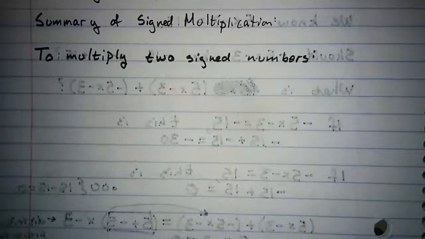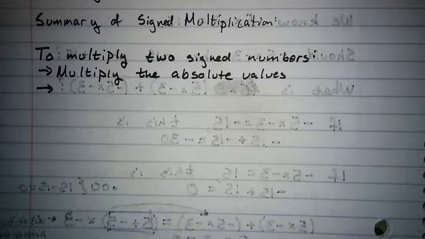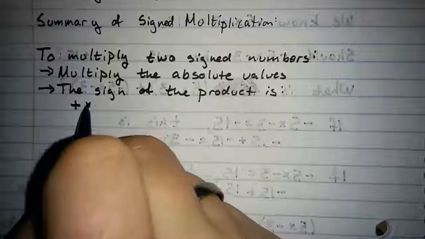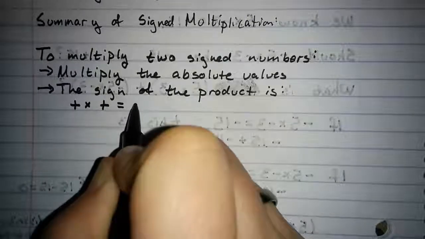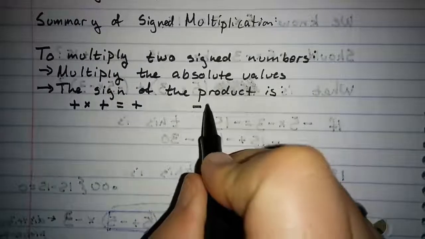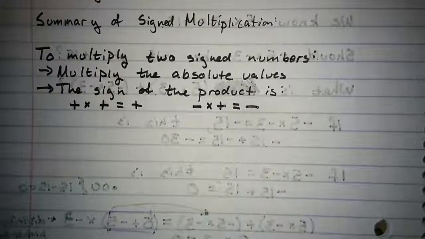Before we move on, let's have a quick summary of what happens when we multiply two signed numbers. Well, the good news is, unlike addition, there's no complicated choices to make. The operation we want is always multiplication. And also unlike addition, we can decide the sign of the answer based only on the sign of the two numbers that we're multiplying. Of course, if we're multiplying a positive number by another positive number, the answer will be a positive number. If we're multiplying a negative number by a positive number, the product will be a negative number.